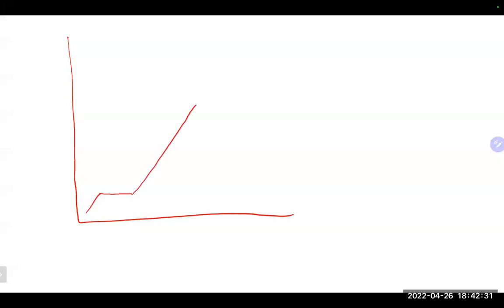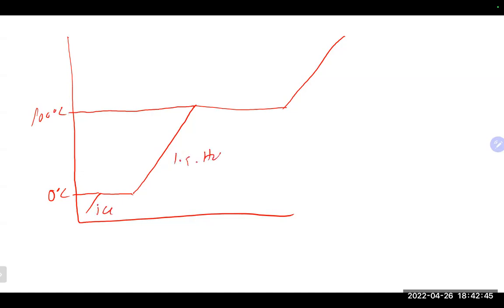And if we look at a heating and cooling curve for something like water, this is 0 degrees Celsius. Imagine that's a straight line, and that's 100 degrees Celsius. So this would be ice. This would be liquid water. This would be steam, which is the gas version of water. So basically gas, liquid, and solid.